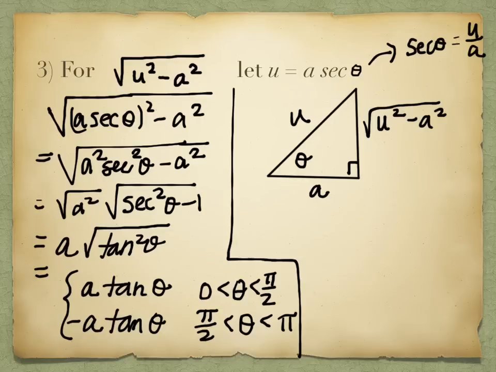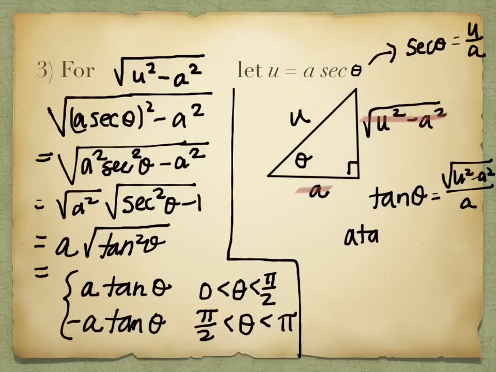And what's more is that if I relate these two sides to one another, what trig function relates them? Tangent, right? Tangent of theta is opposite, which is the square root of u squared minus a squared, over adjacent, which is a. So I actually get tangent of theta is equal to that square root of u squared minus a squared. And you might say to yourself, okay, where'd that plus or minus go? Because back over on the analytical side, I had a plus or minus.